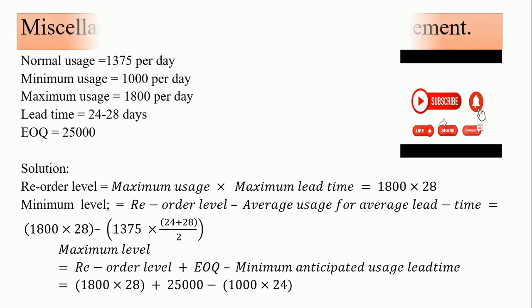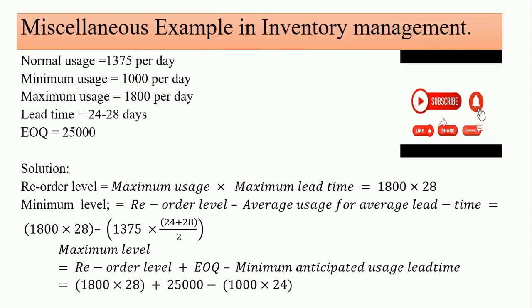This is another miscellaneous example in inventory that involves normal usage, minimum usage, maximum usage, lead time, and EOQ. If you're asked to determine the reorder level, you just need to multiply the maximum usage and the maximum lead time. The maximum usage is 1,800 multiplied by the maximum lead time. Out of the lead times, we have 24 and 28. The maximum is 28. That's why we have 1,800 times 28. Punch that in your calculator and drop the answer in the comment section of this video.